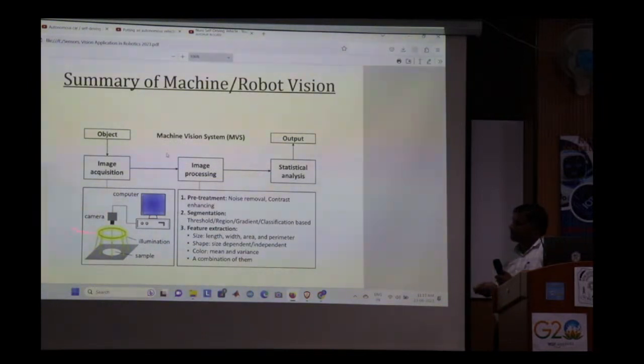In this lower diagram you can see there is a sample, illumination, then there is a camera. I told you for the human eye, we need illumination. In the same way, there is a sample, illumination is needed, then the camera will take the image, and the computer will process. First we have pre-treatment, that is noise removal and contrast enhancing, then segmentation, then feature extraction, and finally we identify it.